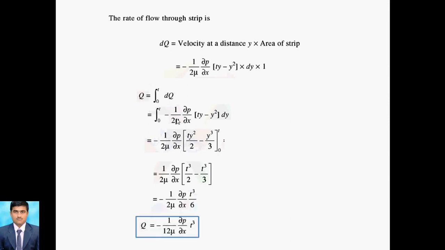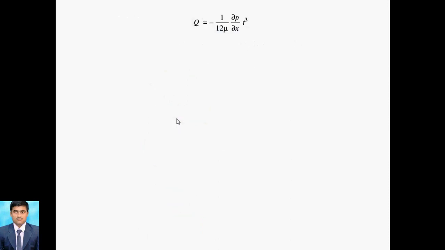So q is equal to minus 1 upon 12 mu dou p by dou x into t cube. Now we take the equation for discharge as it is, and go for the average velocity, that is u bar equals q upon area. We put q as it is, and area is t into 1. Here t cancels out, that is t cube and t, so after calculation we get minus 1 upon 12 mu dou p by dou x into t square. So this is the average velocity.